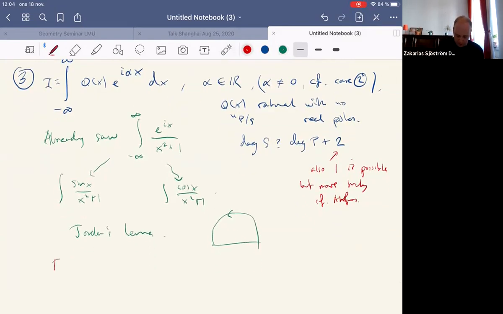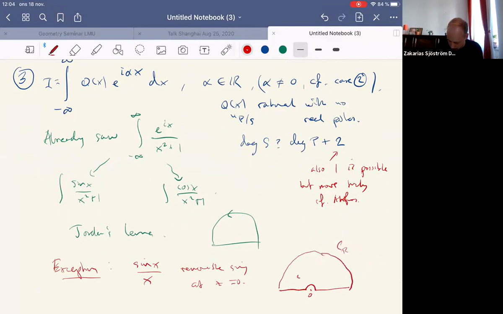On the other hand, there are exceptions. If you have sine x over x, for example, with a removable singularity at z equals 0, you tend to avoid this point anyway. So you go around 0, and so you have this C_R, C_{1/R}, and then the rest, so these line segments here. Okay, so you can be aware of this exception.